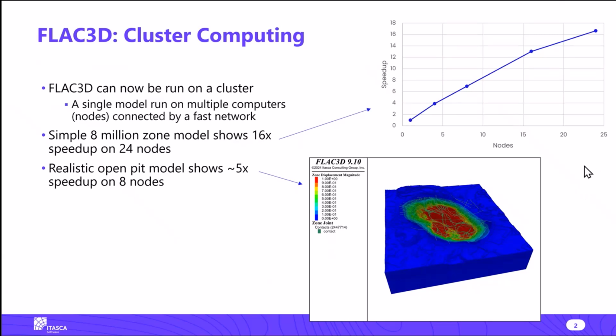So, FLAC3D and cluster computing. FLAC3D can now be run on a cluster. Essentially, a single model can be run on multiple computers or nodes connected by a fast network. In terms of speed up, a simple 8 million zone model shows about a 16 times speed up across 24 nodes, and a more realistic open pit model with zone joints shows somewhere around 5 times speed up across 8 nodes. So we're quite happy and quite impressed with the sort of speed ups that we can see with cluster computing.